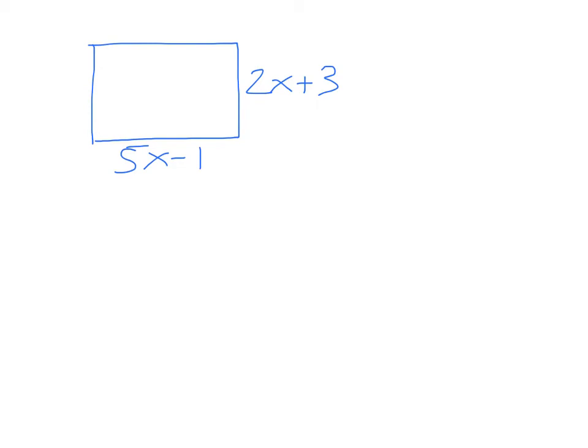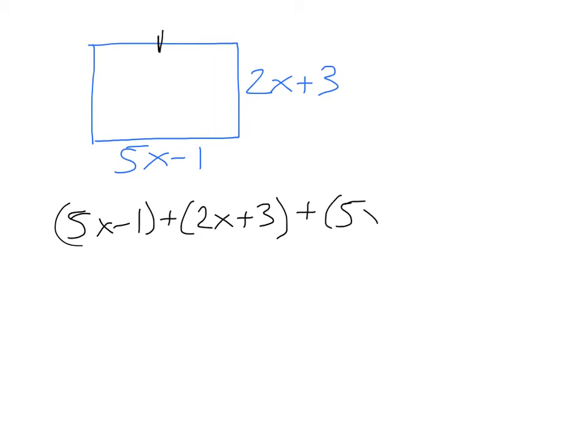Now, we know that the perimeter of any shape is just adding up all the sides. So in this case, I'm going to take my 5x minus 1. I'm going to add to it a 2x plus 3. This side here is also 5x minus 1. And this side is another 2x plus 3. Because when they're opposite, they are the same.